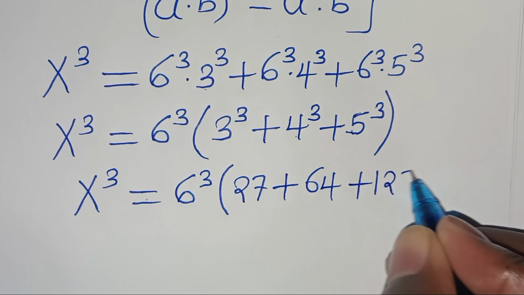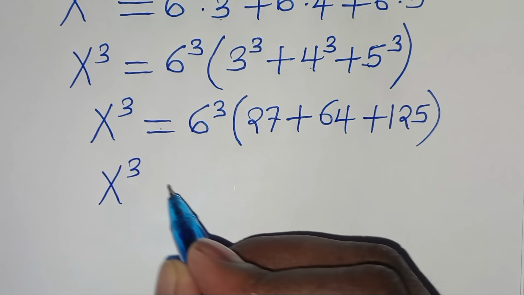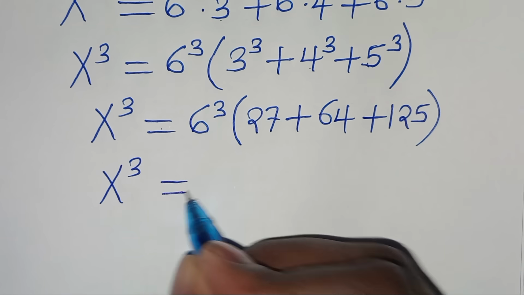The next step is that we have x to the power of 3 equal to 6 to the power of 3 into the parentheses. We have 27 plus 64 plus 125, and this is equal to 216.